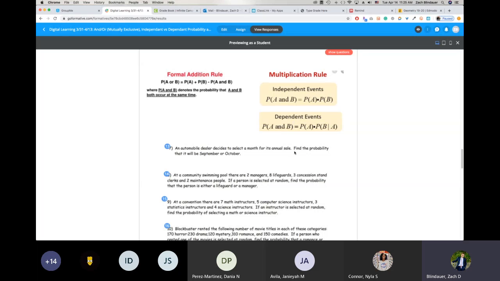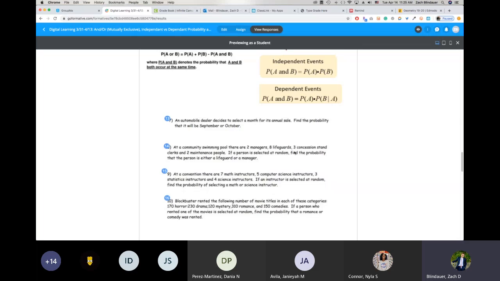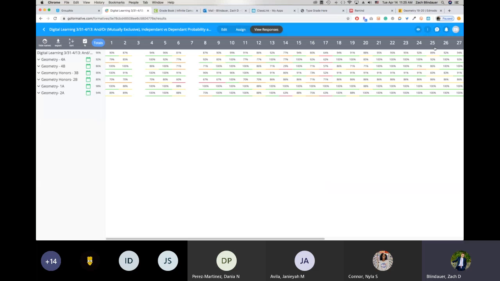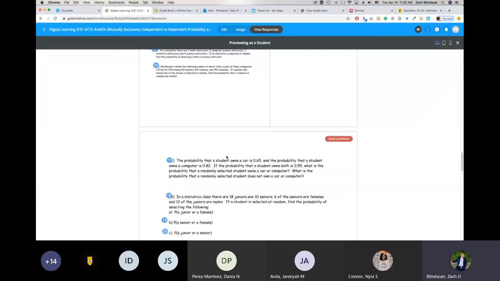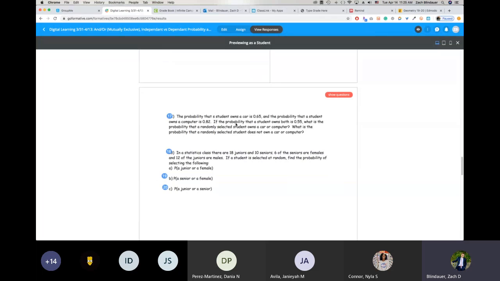So if we go down here, what I want to look at was, I think 17. Yeah, I'll take 17. 17 right here. The probability that a student owns a car is 65%, and the probability that a student owns a computer is 82%. If the probability that a student owns both is 55%, what is the probability that a randomly selected student owns a car or a computer? Okay, here's an or statement. So we'll get to that in a second. What is the probability that a randomly selected student does not own a car or a computer?